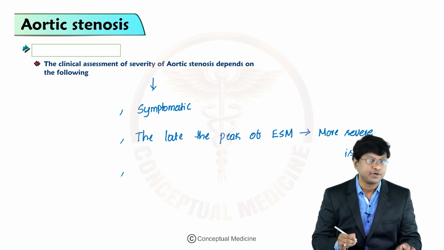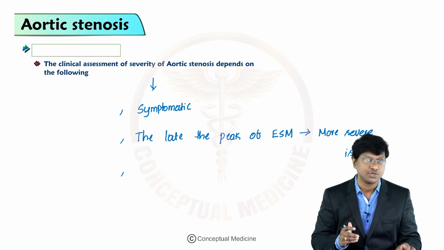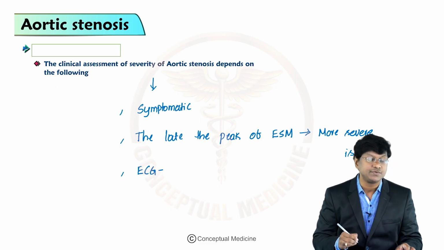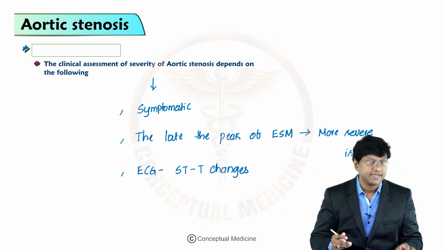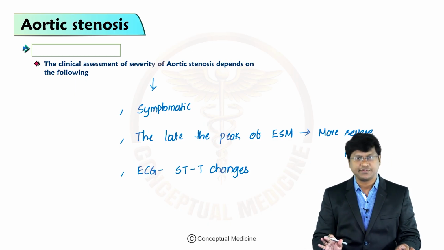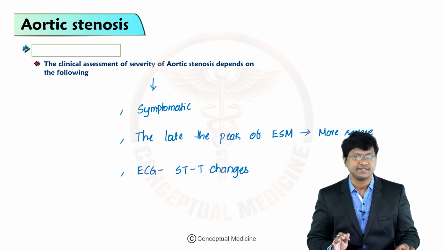Next, another important point, we can also assess the severity based on the ECG. So what does the ECG show? The ECG will show you the presence of the ST-T changes, right? ST-T changes in the ECG also favor severe aortic stenosis, okay? So these are all the parameters which will assess the severity, right?